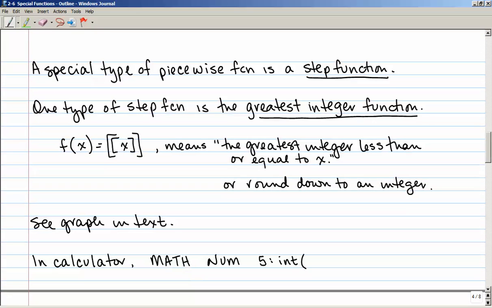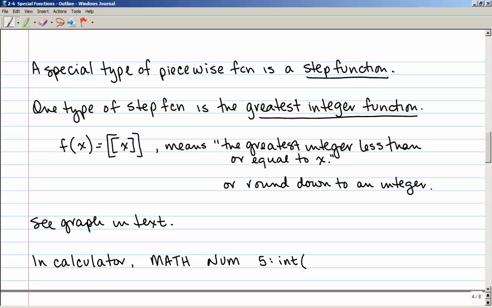A special type of piecewise function is called a step function. One type of step function is called the greatest integer function, and it's written like this. F of x equals, and we've got kind of double square brackets around it. And it means the greatest integer less than or equal to x, or basically round down to an integer.